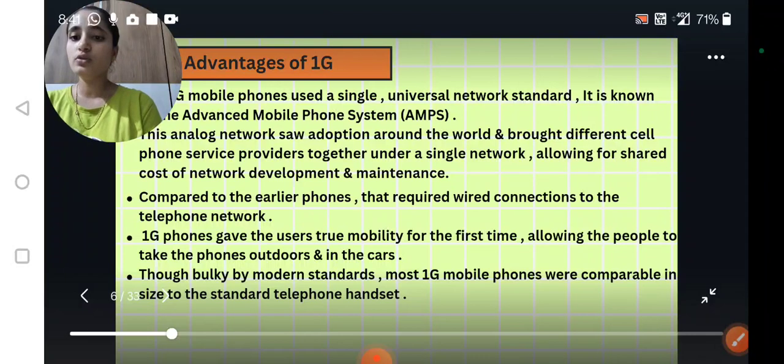Compared to the earlier phones that required wired connections to the telephone network, 1G phones gave users true mobility for the first time, allowing people to take the phones outdoors and in cars. Though bulky by modern standards, most 1G mobile phones were comparable in size to a standard telephone handset.